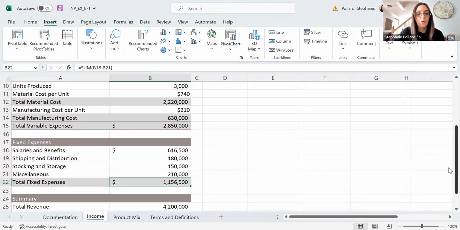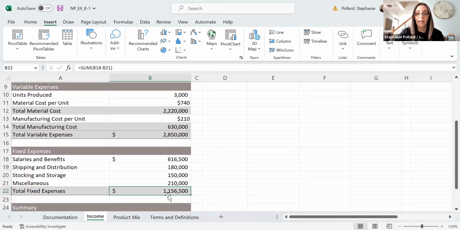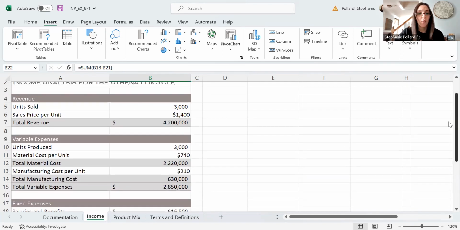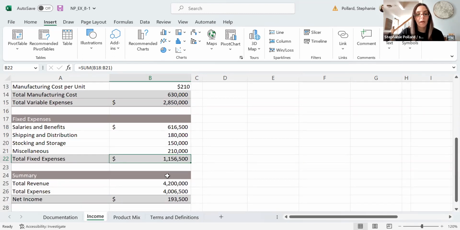So you have two costs here, right? This 2,850,000 and the 1,156,000. So there are two costs, and we have one revenue. And then at the bottom here, we have those totals. There's your total revenue. There are your two costs added in, so you have your variable cost and your fixed cost added. And then your net income is the difference between the two.